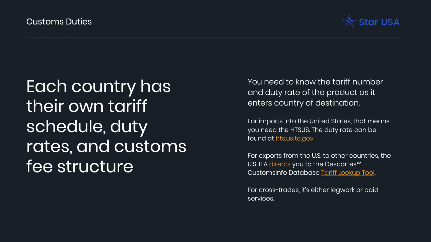So you have to know your HS number. In the US, that's the HTS US. You can find that at hts.usitc.gov. Know your full 10-digit HTS US number, and the duty rate is assigned at the 8-digit level. For other countries, if you want to research the duty rates for particular goods, the U.S. International Trade Administration directs you to the Descartes Customs Info Database Tariff Lookup Tool. There are links on these slides that will be clickable when you get the handout after the session.